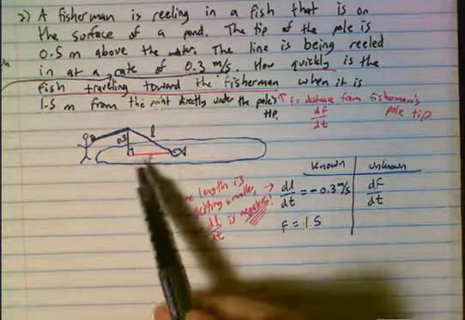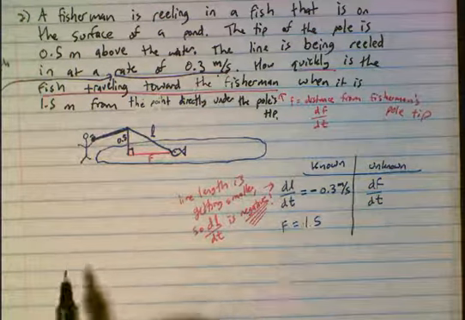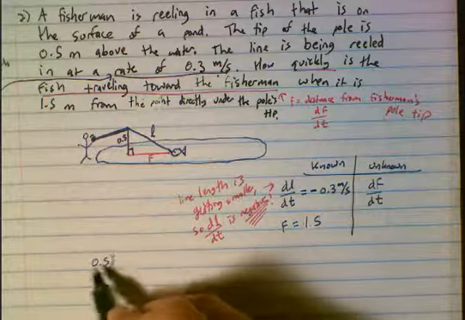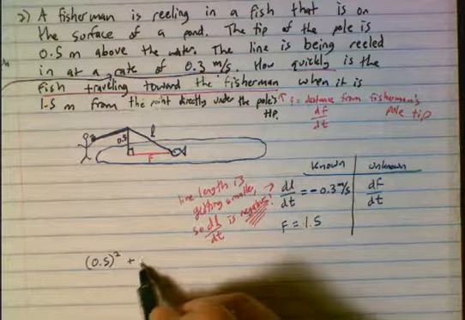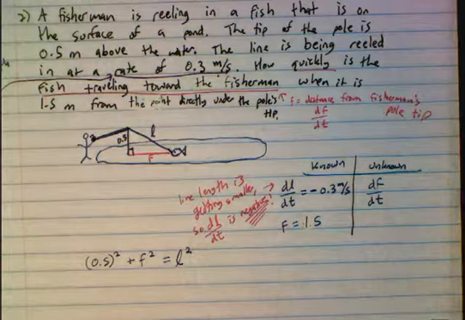I need something that relates the three sides of a triangle. And as it so happens, I know something that does. That would be the Pythagorean theorem. So 0.5 squared plus F squared equals L squared. And then in the next lesson, we'll see where to go from there.